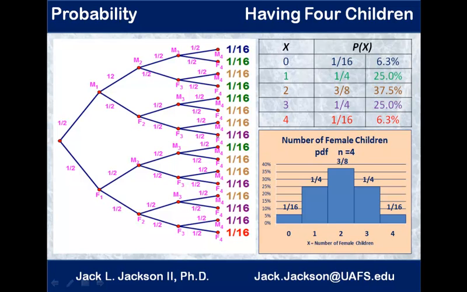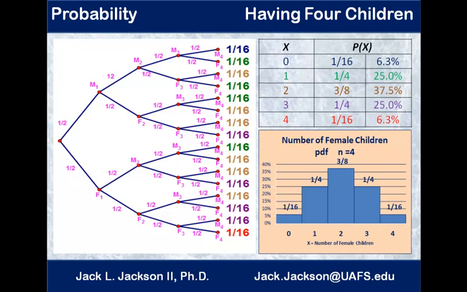Now the purple ones, this one, this one, this one, and this one, all have 3 females. Male, then 3 females. Female, male, female, female. Female, female, male, female. Female, female, female, male. Okay, so I have 4 of those 16ths, I add them up, and it becomes 4/16. Let's do the green ones next.